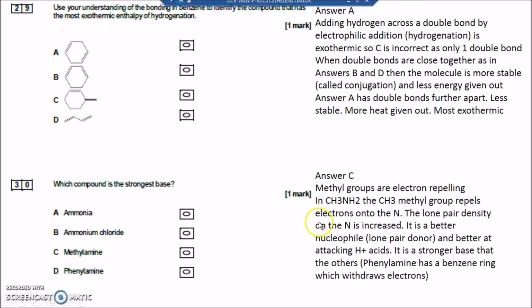Your answer is C. So C, the methyl group, repels electrons, makes the lone pair of electrons on the N more available to act as a nucleophile and react with H+, which is what strong bases do. That's what bases do.